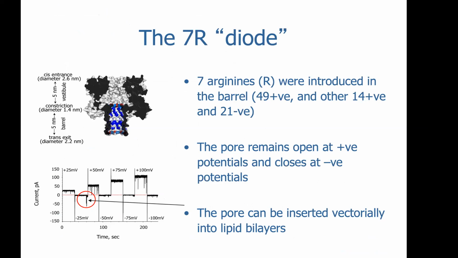Each of these subunits we've engineered to contain 7 arginine residues projecting into the beta barrel that goes through the membrane. So there are actually 49 additional charges in this pore. And it was an example of chance favoring the prepared, because we were trying to use this molecule to slow down DNA for DNA sequencing. That did not work very well. But we discovered that this pore would only conduct current when you apply a positive potential to the bottom side, to the trans side. When you apply a negative potential, it just closes up, so it acts like a diode.